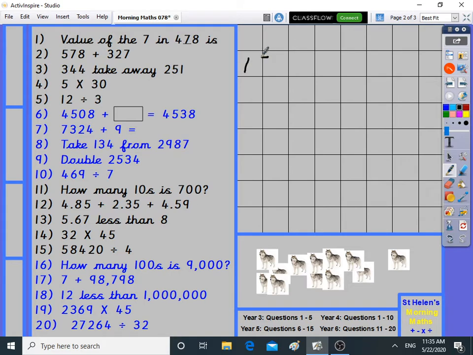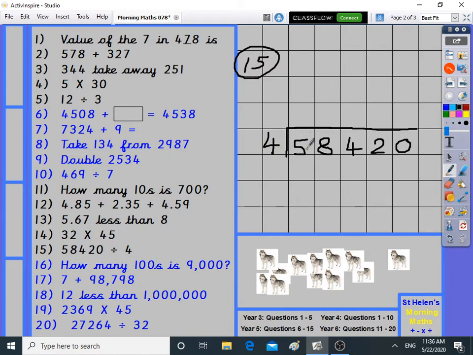A division. Divided by 4, but a very big number. But actually, I don't think very big numbers are very hard on the bus stop once you get used to it. 58,420, that's what the number is if you say it. We're going to divide that by 4.